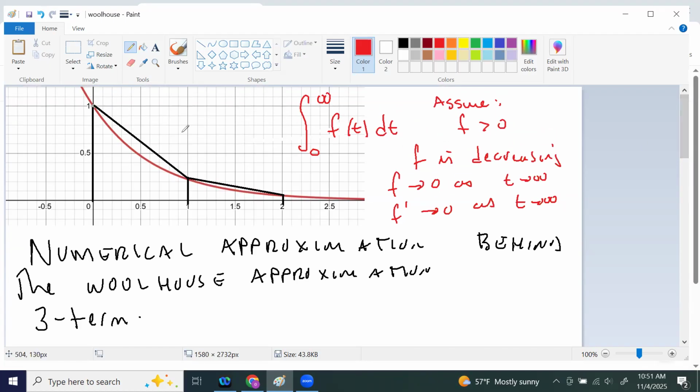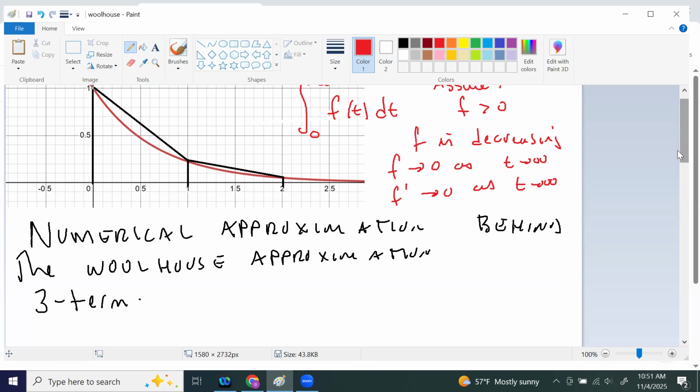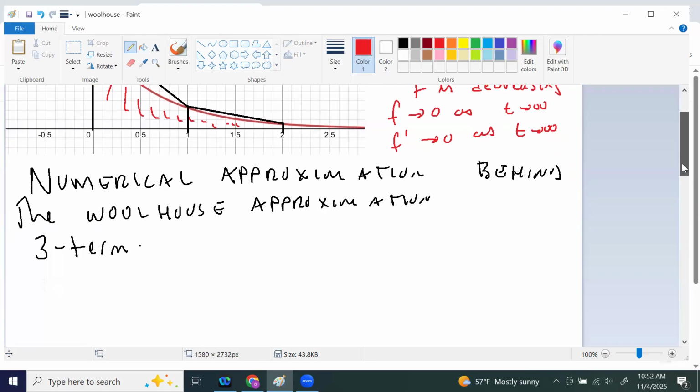The red is supposed to be the graph of the function, and the black things that I've just drawn are the trapezoidal approximations for f. Just as a reminder, the integral of a function you can think of as the area underneath the curve, bounded by the curve and the x-axis. The trapezoidal approximation means that we approximate the graph of this function by piecewise linear segments and take the areas of the trapezoids instead. Let's keep that in mind.